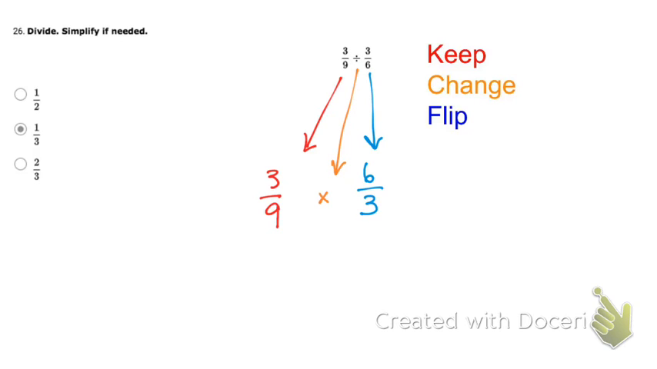Now I can just multiply across. 3 times 6 is 18. 9 times 3 is 27. So first with division, you keep, you change it to multiplying, and then you flip.